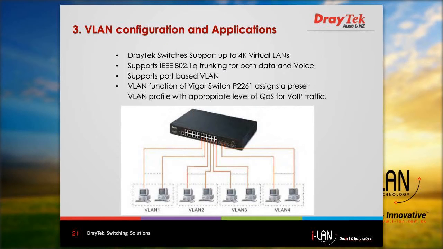And another aspect is the IEEE 802.1Q VLAN trunk. It means that only a single LAN cable connection is required between the router and the switch to create multiple VLANs between the router and attached switches. And up to 4,000 virtual LANs are supported. And in the Vigor P2261 switch, a preset VLAN profile with the appropriate level of quality of service for VoIP traffic can be assigned as well.